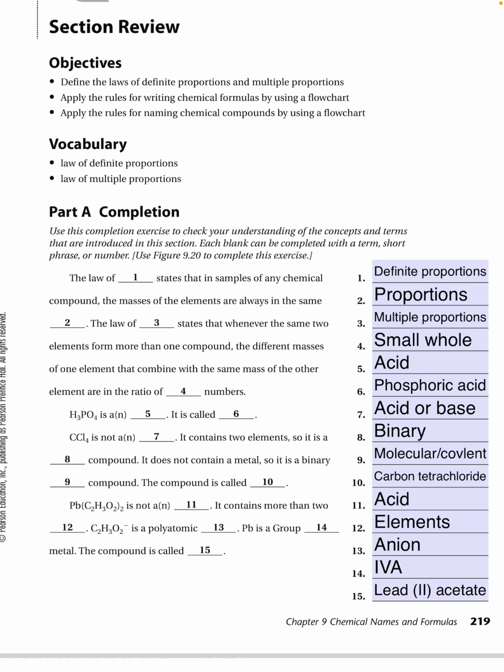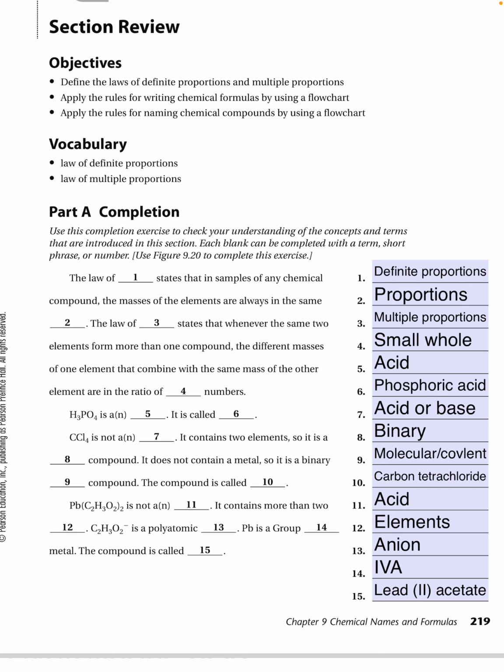That's kind of a dumb question, and you would never get a question like that from me. But it contains two elements, so it is a binary compound, and that is a legitimate question. It does not contain a metal, so it is a binary molecular compound with purely covalent bonds in it, no ionic bonding. And this compound is called carbon, and here's your Greek prefix, tetrachloride. Tetra meaning four. For number 10, carbon tetrachloride.